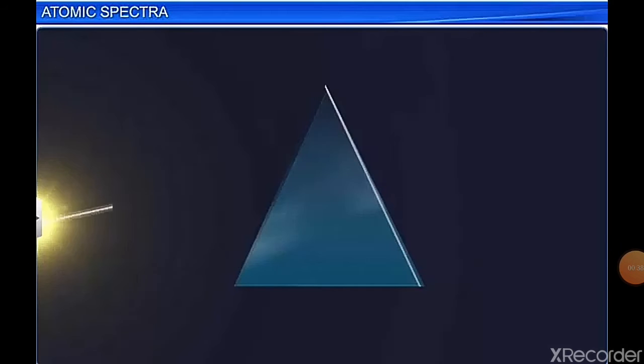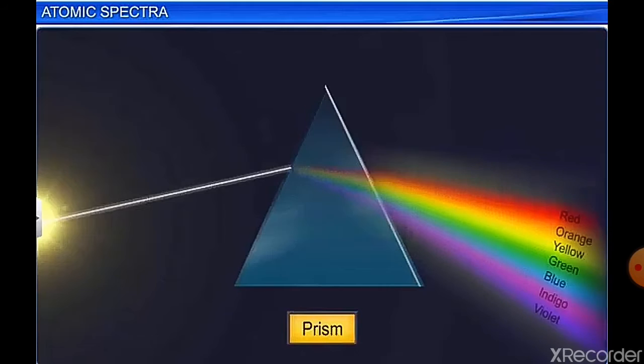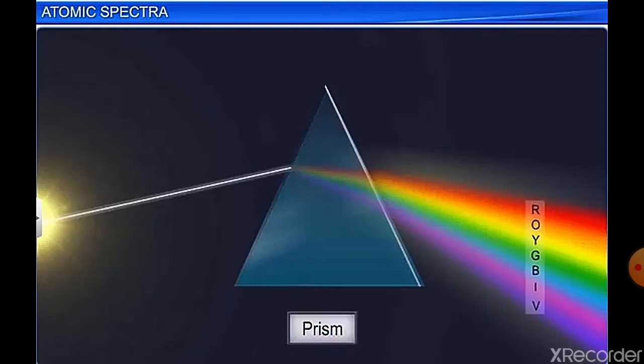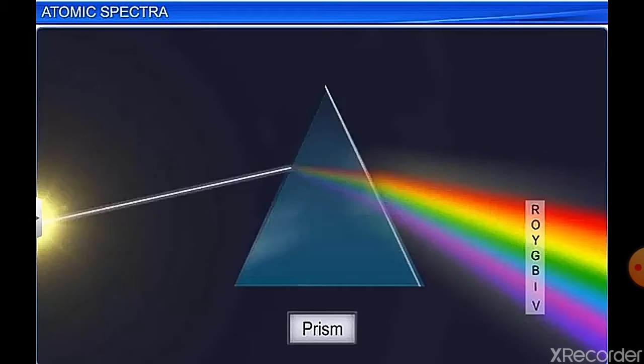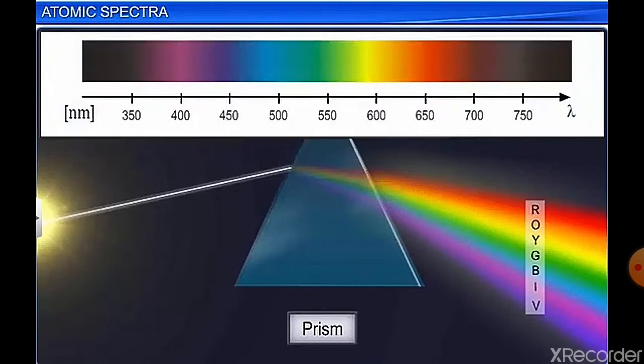Before we begin the atomic spectra, we should know what a visible spectrum is. When white light is passed through a prism, it gets dispersed into 7 colors, VIBGYOR. This VIBGYOR is a continuous series of light of different wavelengths. The one having low wavelength is dispersed more, that is violet light, and red light having higher wavelength is dispersed to a lesser extent. Violet has 400 nanometer as its wavelength and red light has 700 nanometer.